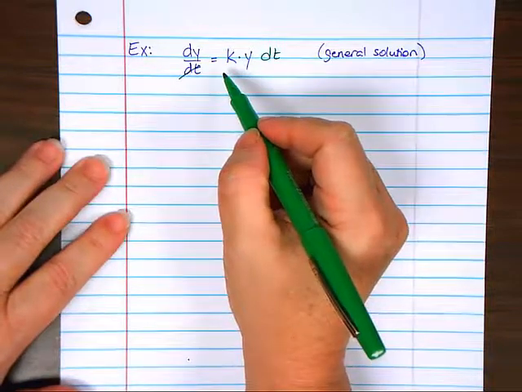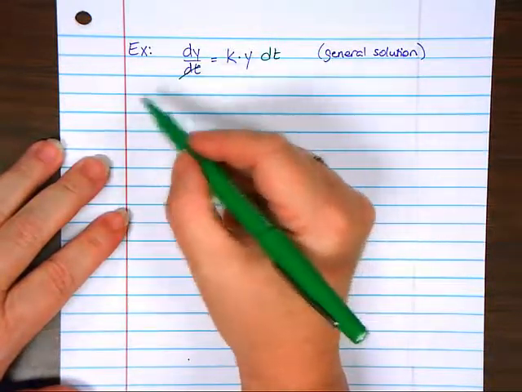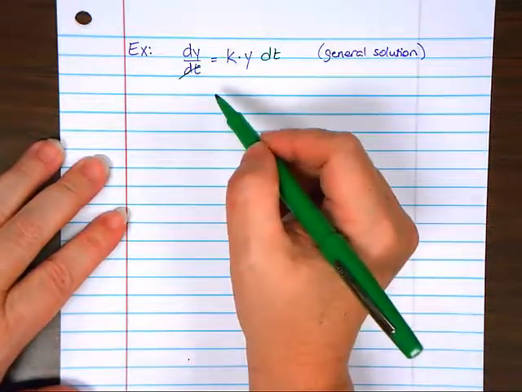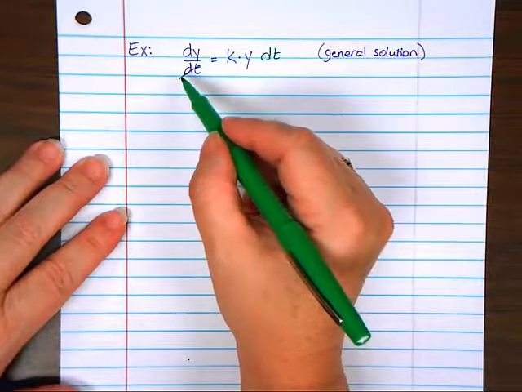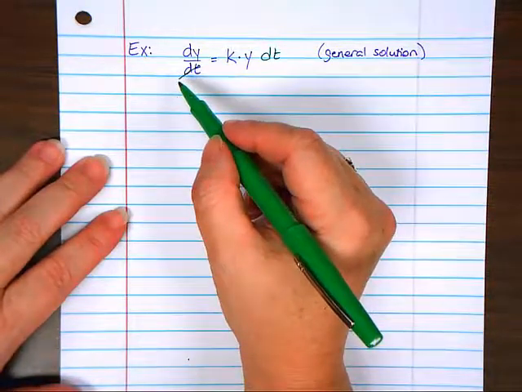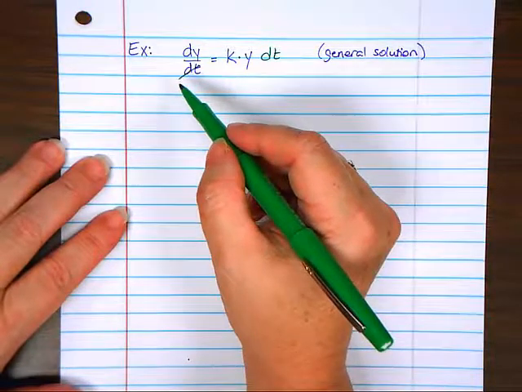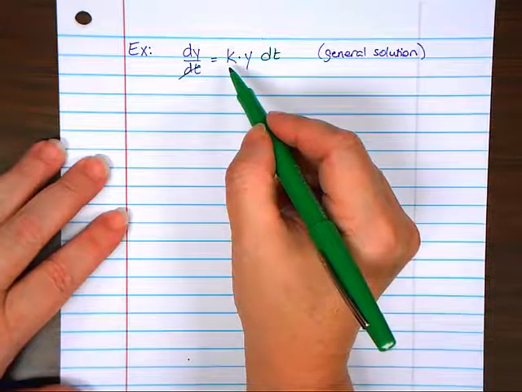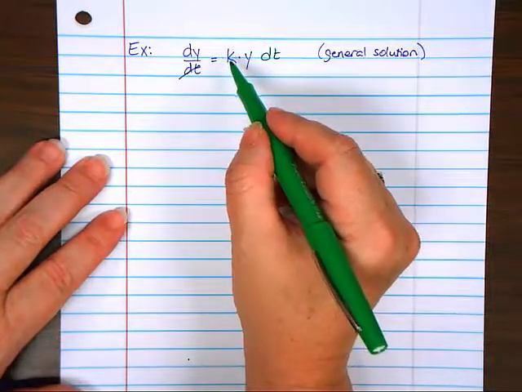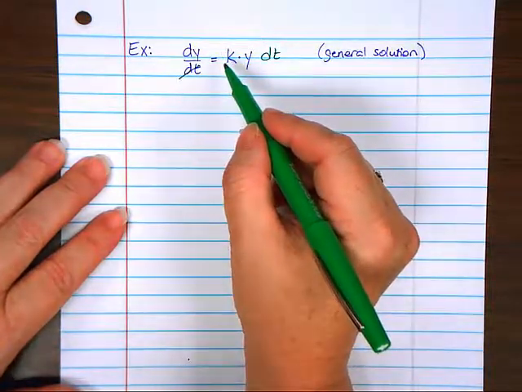K, being a constant, can go on either side with y or with t. But if I move k over with y, where's it going to be when I move it? In the denominator. I would really rather not have constants in the denominator. I'd rather have them in the numerator. So for ease of working, k is better off left right here.